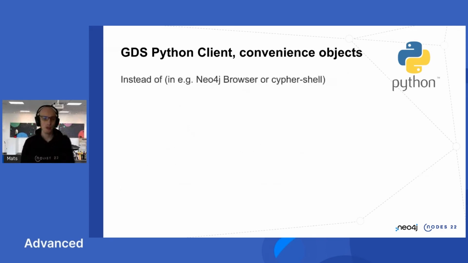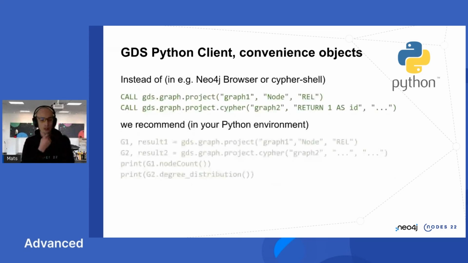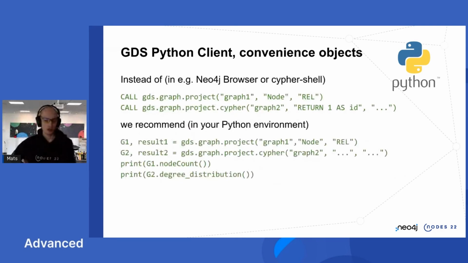So rather than doing something like this in browser or Cypher shell with Cypher, you can do the bottom half here. So you do just Python code and you get graph objects that you can interrogate for some of their statistics.